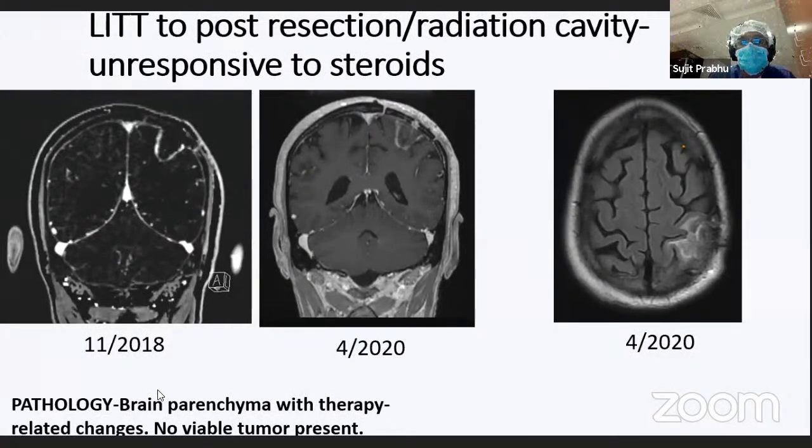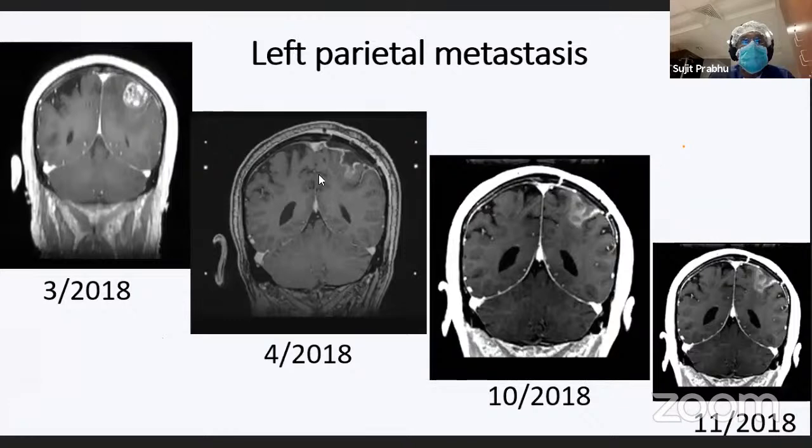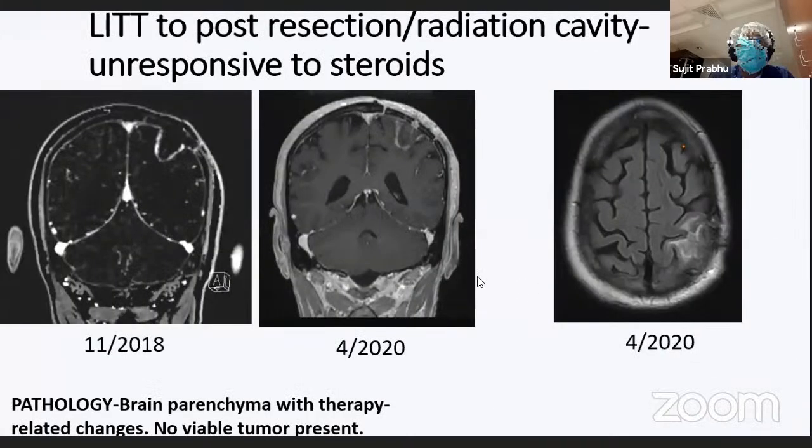In fact, when we resected the tumor, we did not find any viable tumor. I just got to mention that after the resection, the patient did receive stereotactic radiation therapy to the tumor bed. And now he's had a good result. This is his most recent scan with no recurrence.